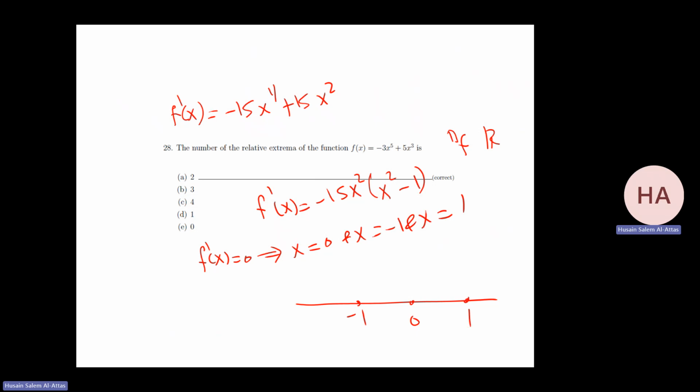Take a value before minus 1, like minus 2. That will be negative. Times the rest, that will be negative. Minus 1 and 0, take minus half. That will be negative. Positive, negative, that will be positive. By the way, this is always positive, so it will not make a difference. Half will be the same, negative times negative, that will be positive again. More than 1, 2, it will be negative. So we have relative extrema.